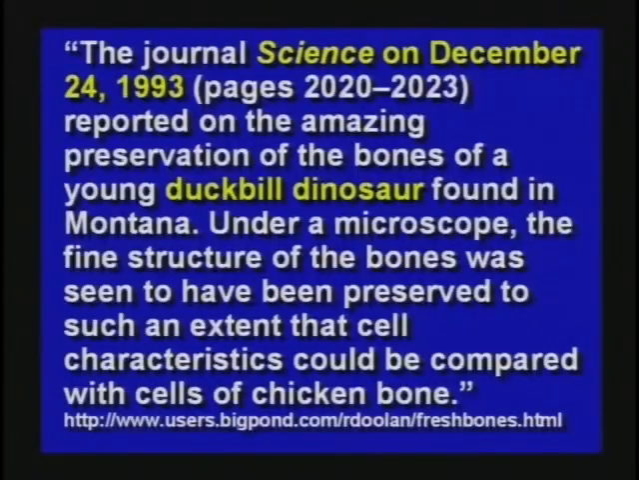In the journal Science in December of '93, they reported an amazing preservation of the bones of a young duck-billed dinosaur found in Montana. Under a microscope, the fine structure of the bones was seen to have been preserved to such an extent that cell characteristics could be compared to cells of chicken bone. Anybody who teaches dinosaurs died millions of years ago has not studied the real evidence, okay?